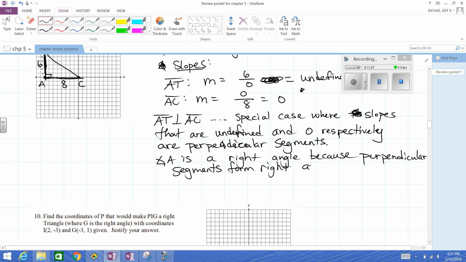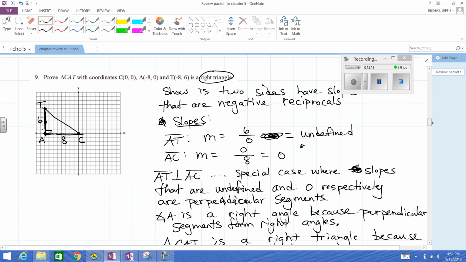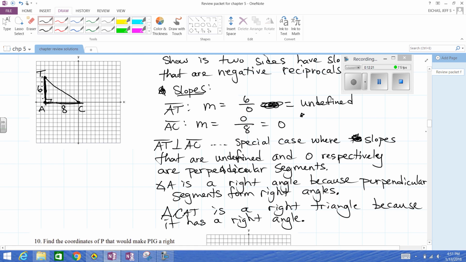And then the triangle CAT is a right triangle because it has a right angle. Okay, so that's that one. Again, never going to happen on a test. We're going to switch that so that, I'm just going to make this up real fast for us.